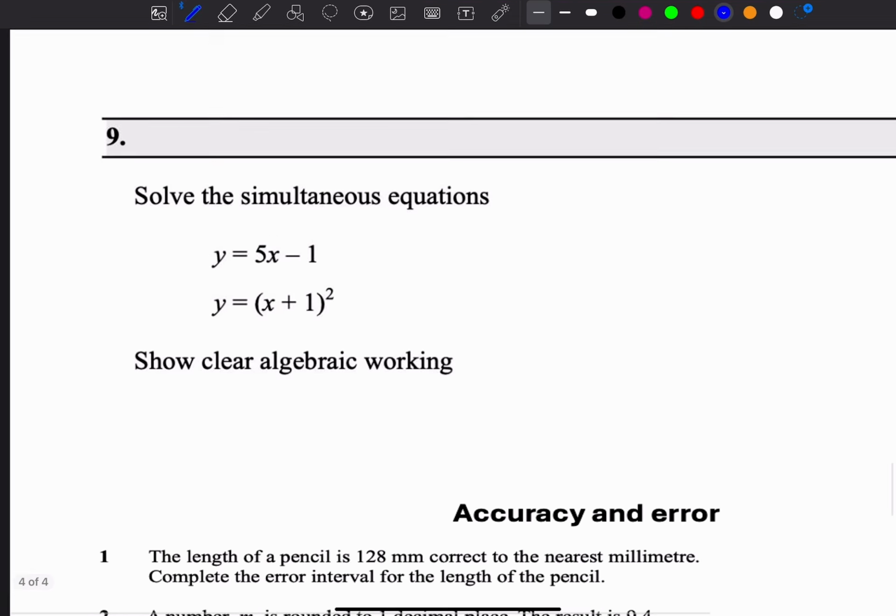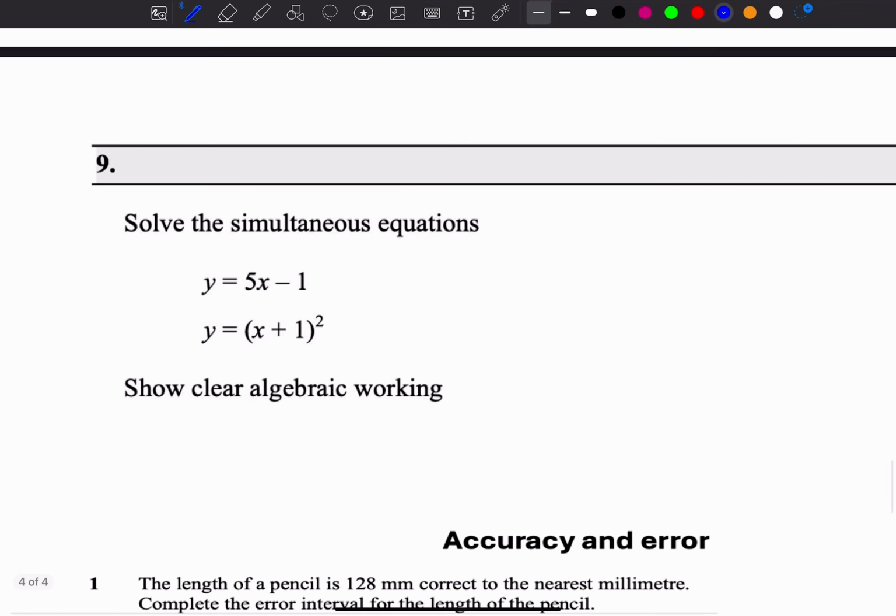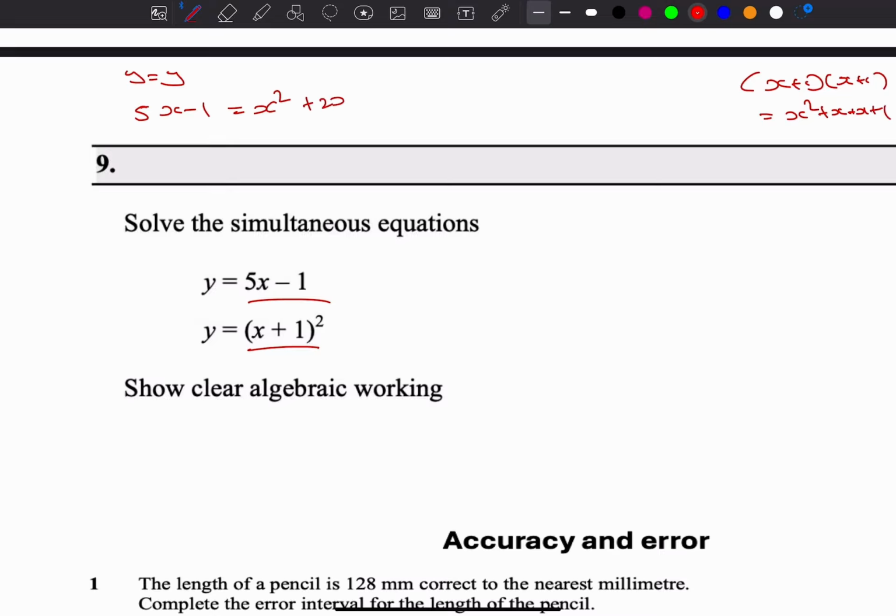This one is not a substitution. You just do y equals y. So y equals y. This y is what? 5x minus 1. That one is x plus 1 squared. We can expand that one, which is what? X plus 1, x plus 1. X squared plus x plus x plus 1. So that's equal x squared plus 2x plus 1.